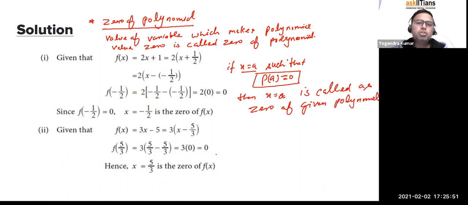Now how many zeros could there be for a polynomial? That is a different story, we will see that. But you need to remember it can have more than one. Depending on the polynomial, we can have more than one zero also. It is not like just one. So yeah, this is all.